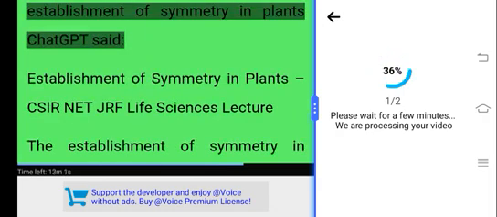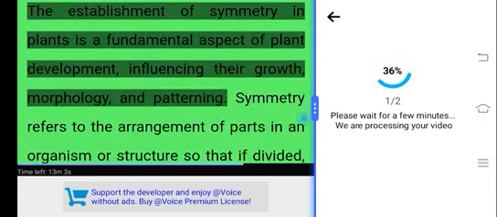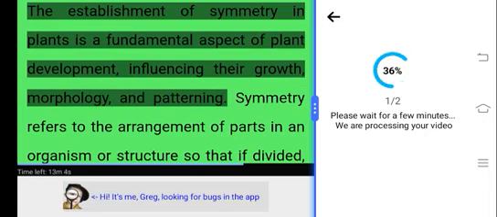Establishment of symmetry in plants. CSIR-NET JRF Life Sciences Lecture. The establishment of symmetry in plants is a fundamental aspect of plant development, influencing their growth, morphology, and patterning.